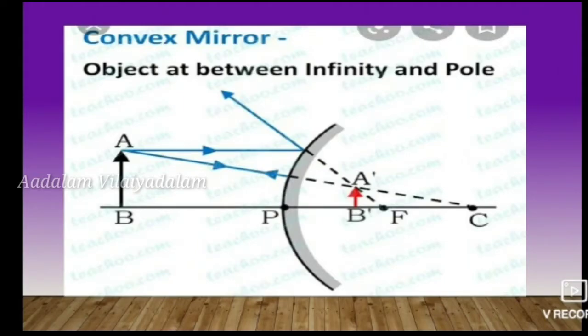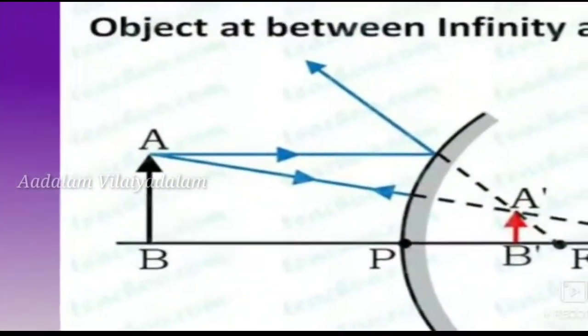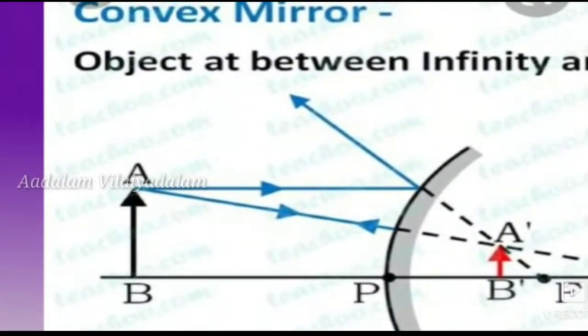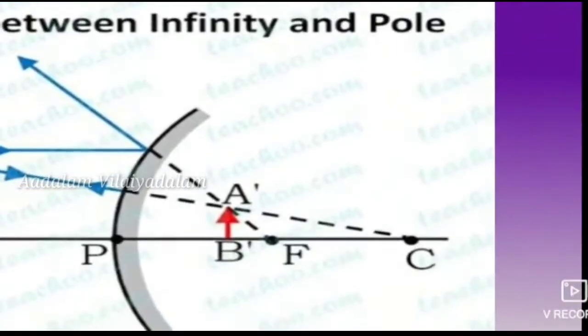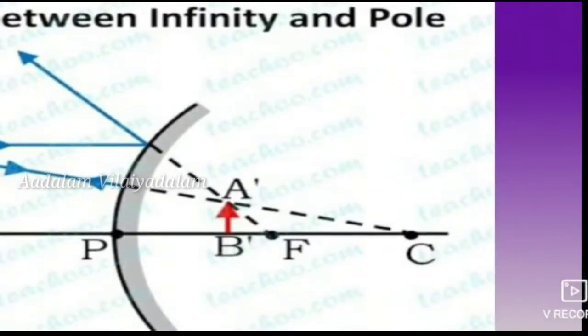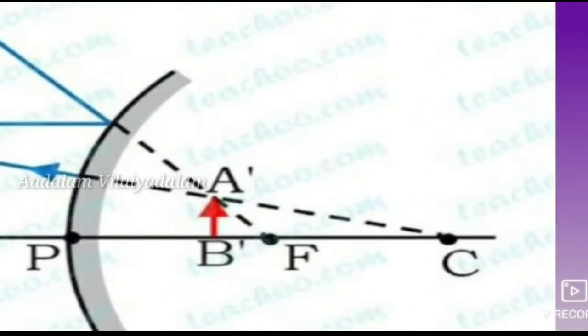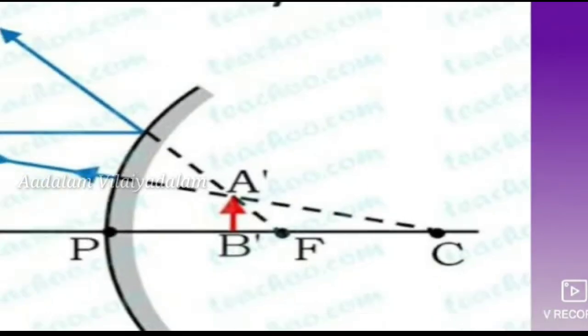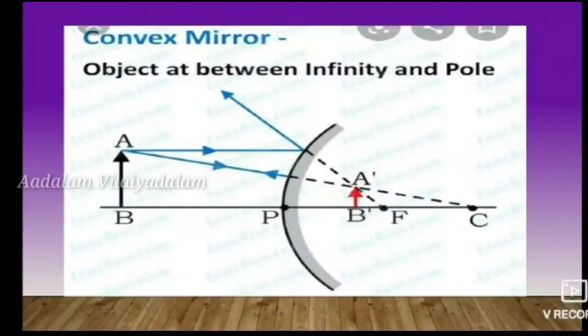So we have to place the object AB between infinity and the pole P, and we will get the image. Here the red arrow mark A'B' represents the image. The image is formed between the pole and F. So look at the picture: the image is formed between the pole and F, the size of the image is diminished, and the nature of the image is virtual and erect.